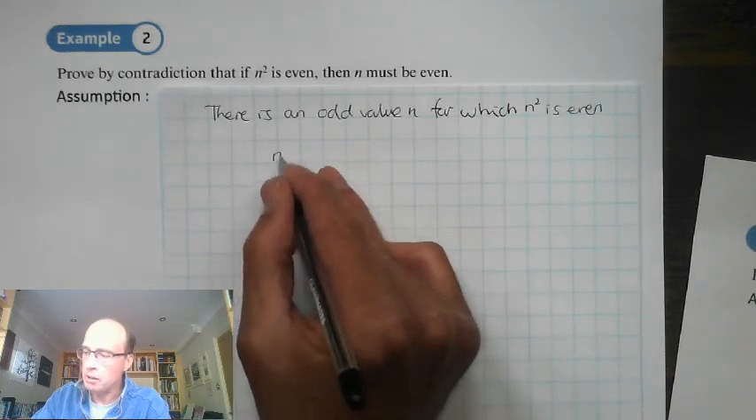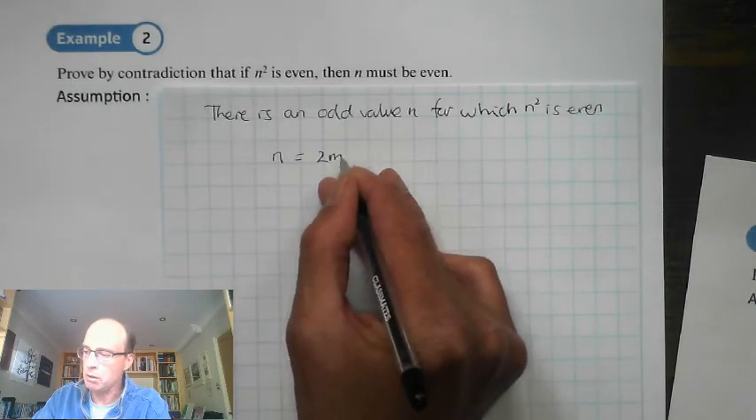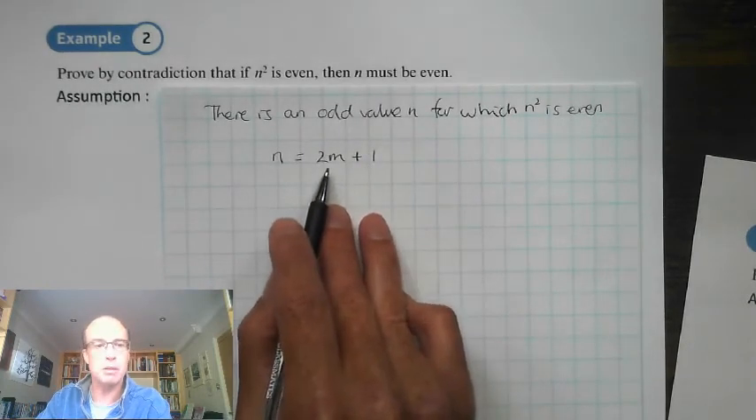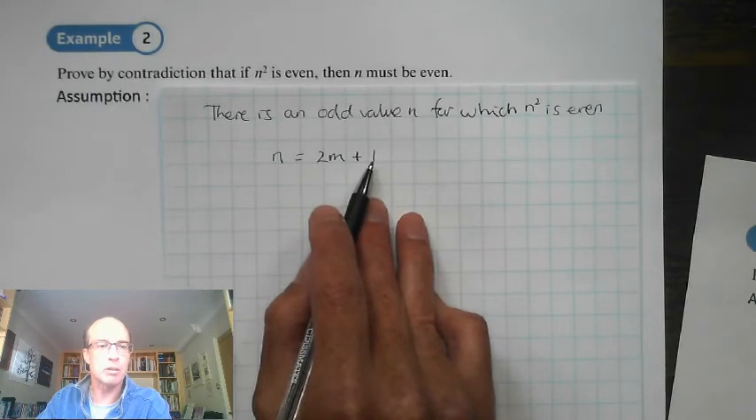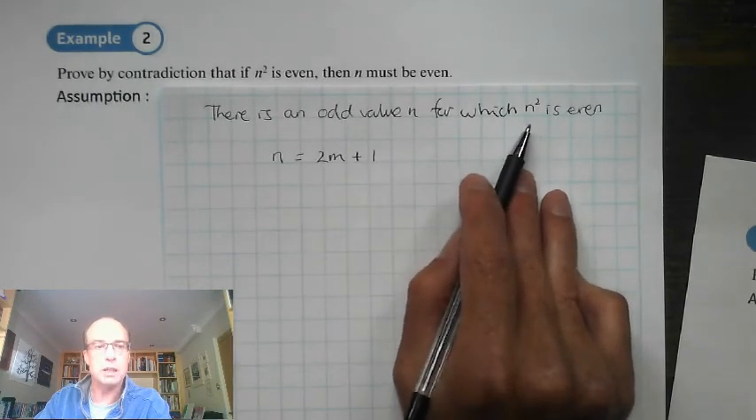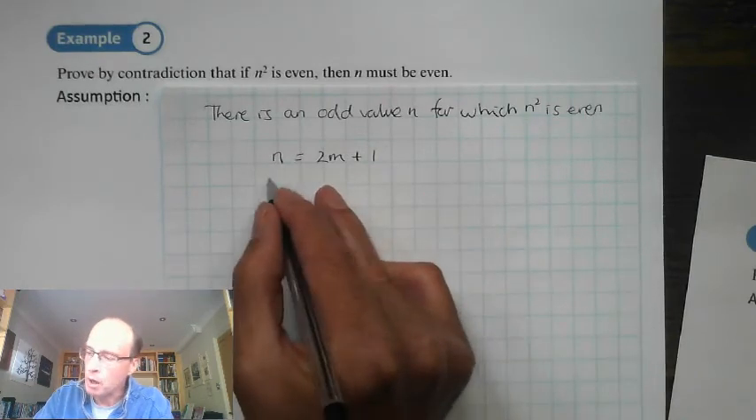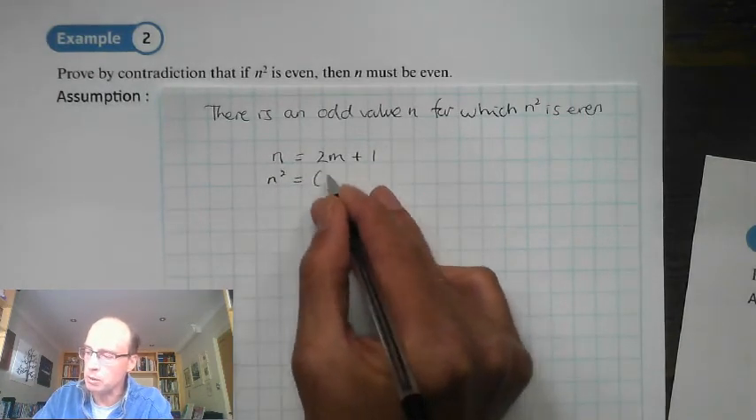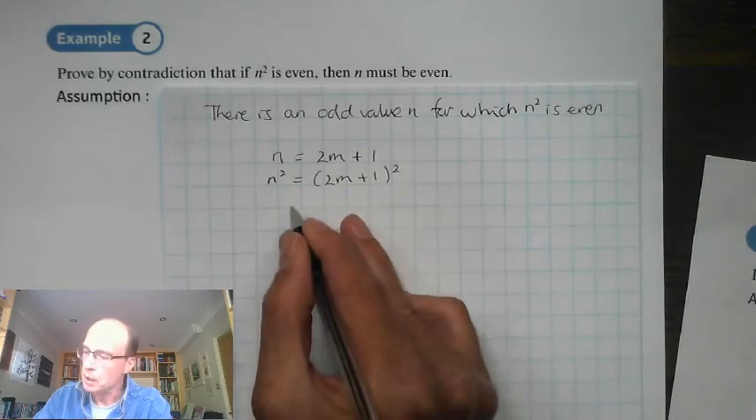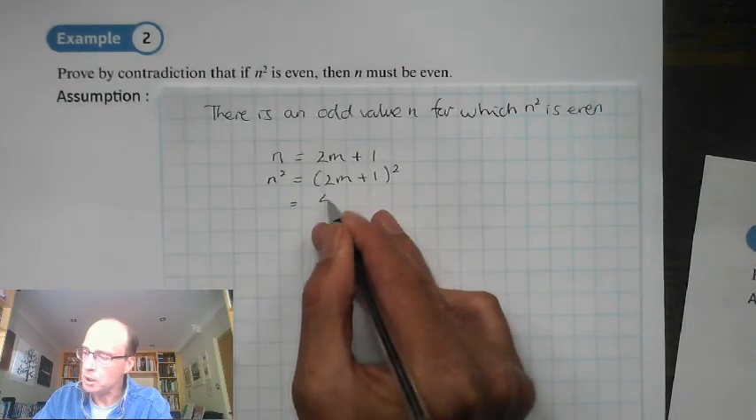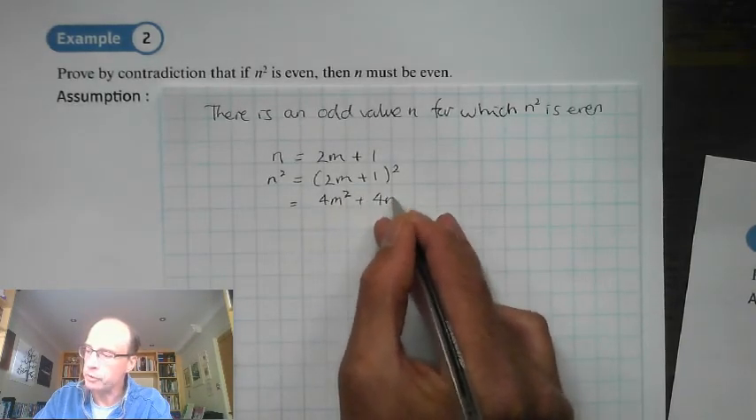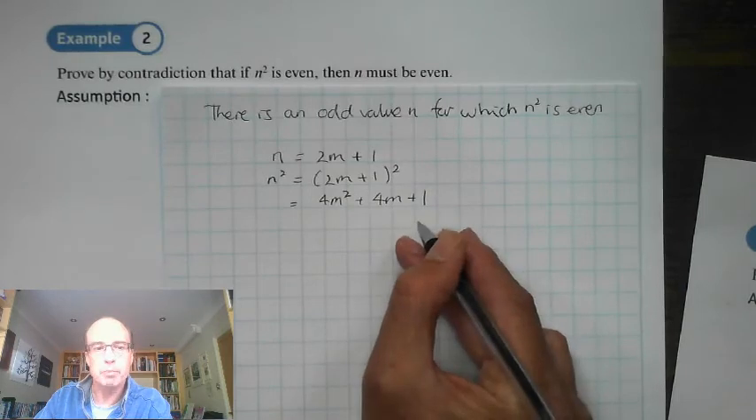So if n is an odd value, we know that we can write it as 2m plus 1. So 2 times something's going to be even, we add 1, it's going to give us an odd value. And now we're interested in whether n squared is going to be even or odd. So let's have a look at what n squared is. So n squared is equal to 2m plus 1 all squared. Expand my brackets. I've got 4m squared plus 4m plus 1.